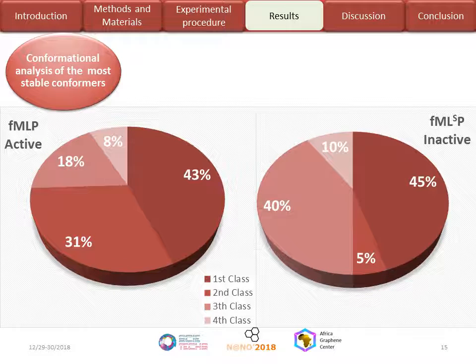The determination of the native structure of the FMLP analogs can be deduced by comparing the conformational preferences of the two tripeptides.